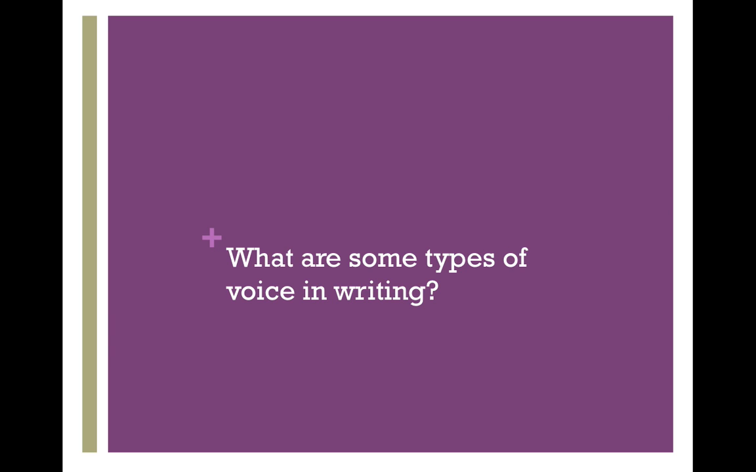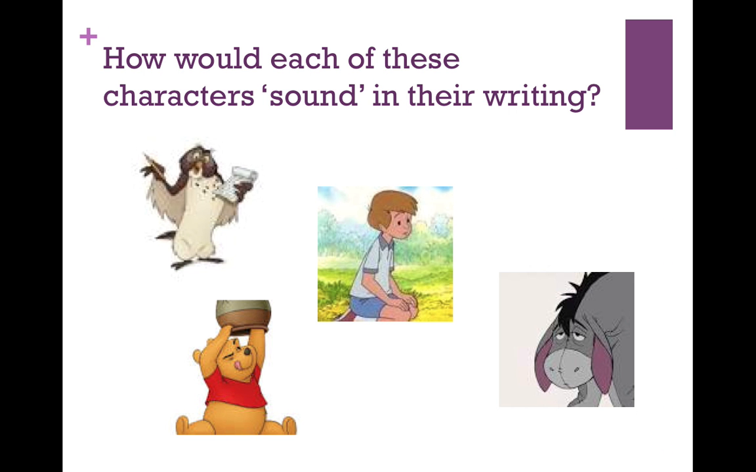So let's think about this a little further with some examples. What are some types of voice in writing? If you look at these different characters, I think most of us are familiar with Christopher Robin and Winnie the Pooh, and the owl, who's a professorly type, and Eeyore, who always seems to be grumpy and a little bit depressed. How would each of these writers sound in their writing? What kinds of things would they talk about? How would they talk about it? What kind of words would they use? What kind of feeling would they have in their writing?